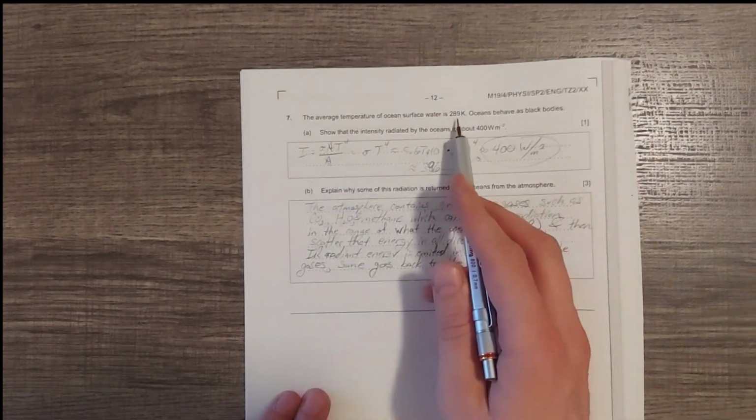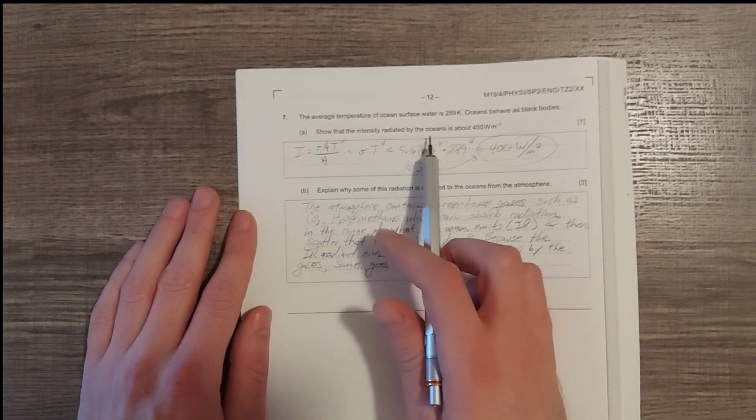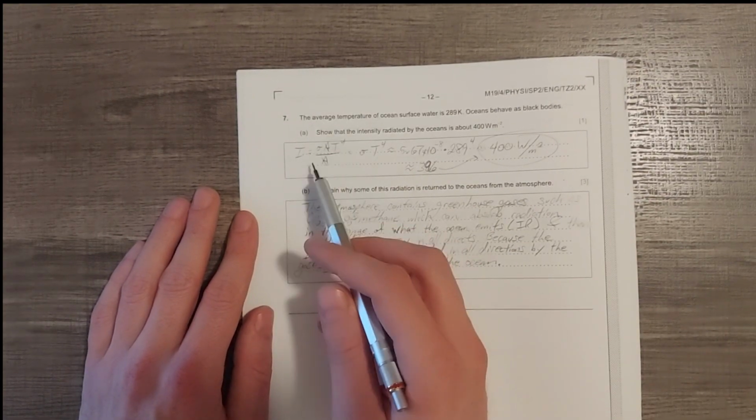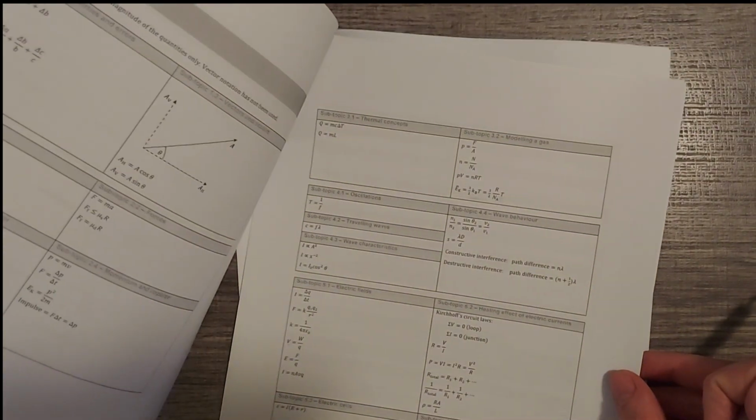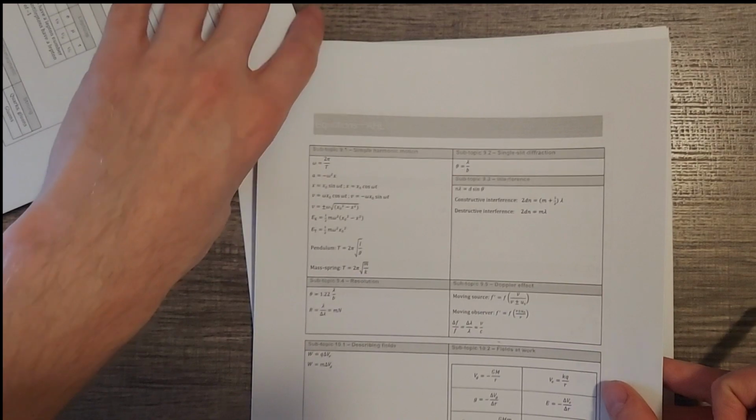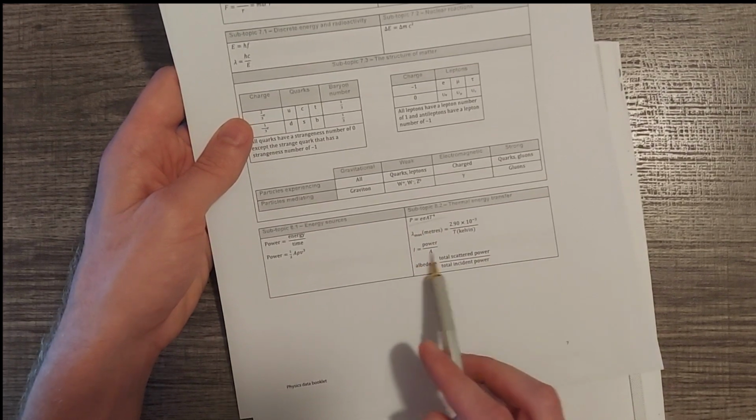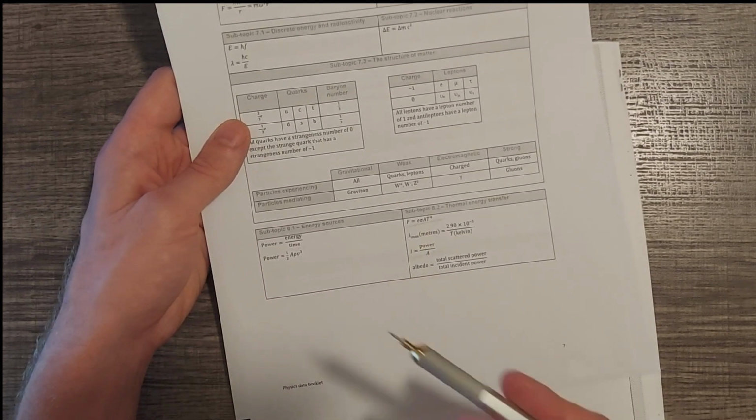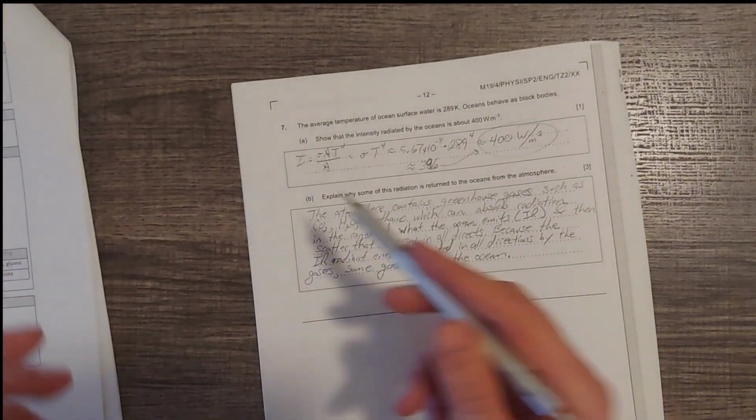The average temperature of the ocean is 49 degrees, and assume that oceans behave as black bodies. Show that the intensity radiated by the ocean is about 400 watts per square meter. Okay, well, intensity is equal to power divided by area, as you get in your data booklet for topic 8. We've got power, and then we've got intensity is power divided by area. Now you might say, my power does not have an E in it. Well, E for a black body is 1. This is the emissivity constant. For a black body, it's 1. So I don't need it.